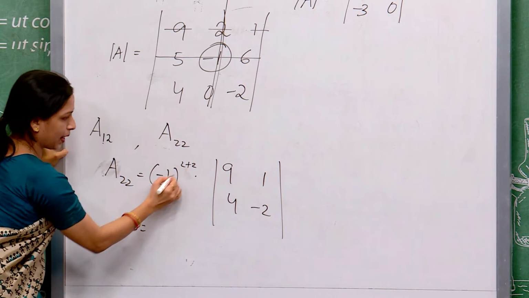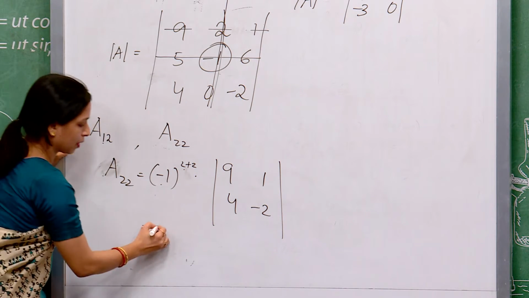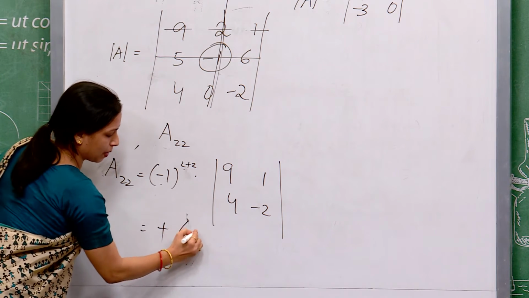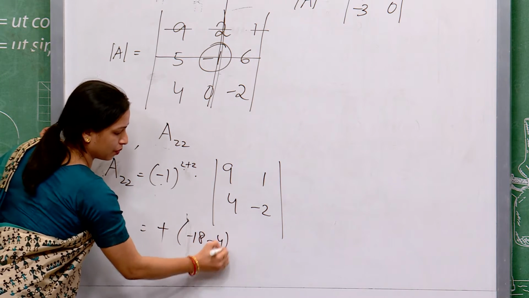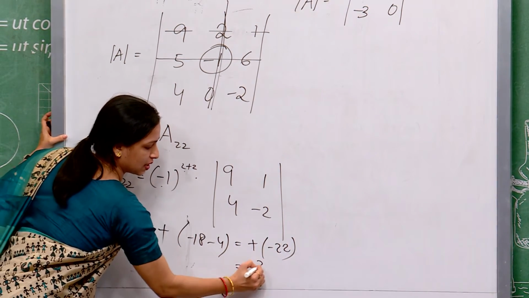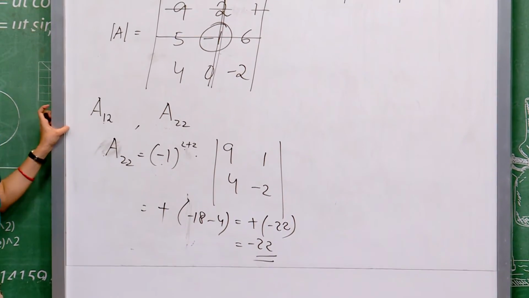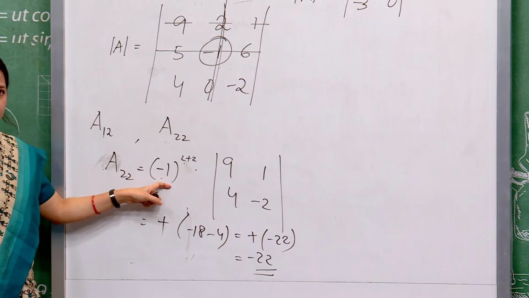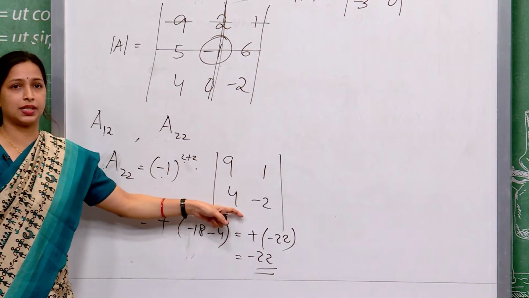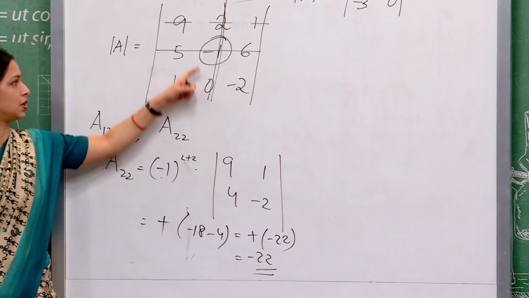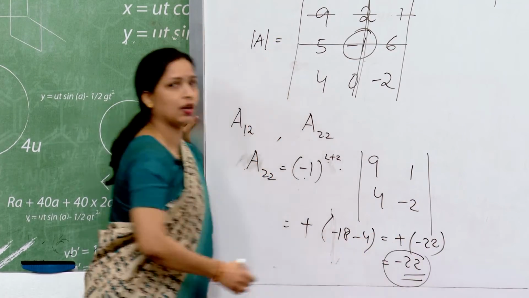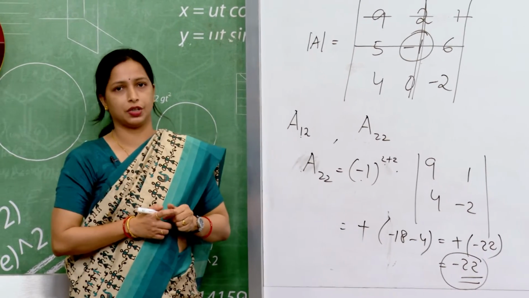What is the sign? Minus 1 to the power 4, plus, right, and the value we get is minus 18 minus 4, that is minus 22. So, here we have directly used the formula, that is minus 1 to the power i plus j and the minor, the second order determinant that we have got using the element into consideration, right. So, this is how we find out the cofactors of order 3 determinants, right.